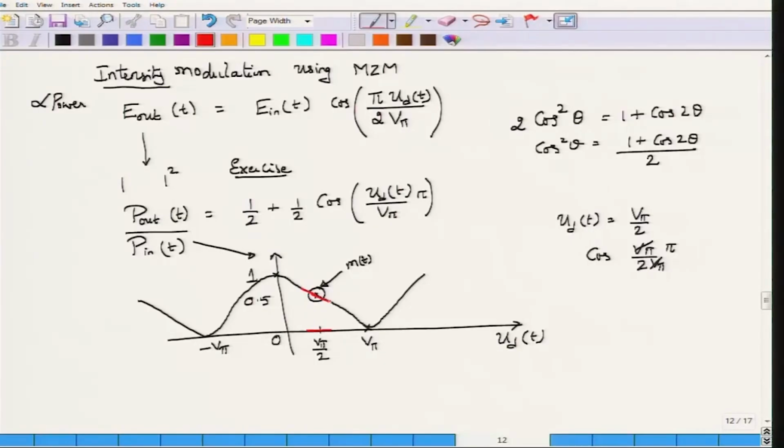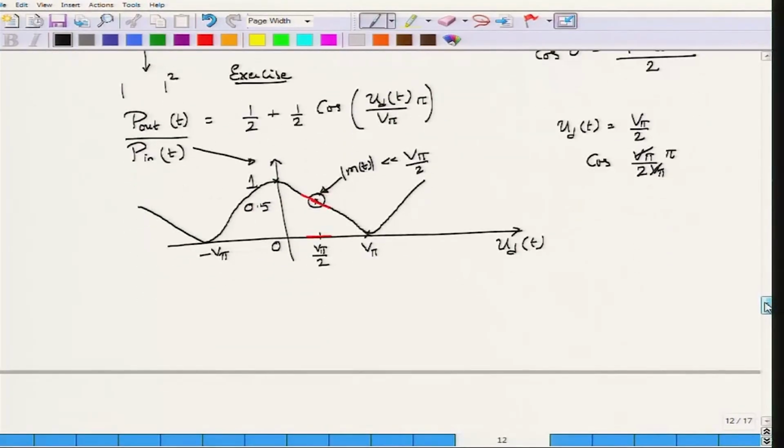and it would be essentially oscillating around this V pi by 2. So, there is almost a linear relationship which one can have, provided of course that this m of t is very small in relation to V pi by 2, that is the peak value of m of t must be absolutely small compared to V pi by 2, so that this nonlinear relationship can be thought of as approximately the linear relationship. Let us do that mathematically and check what we get.